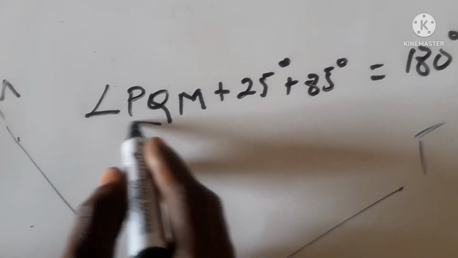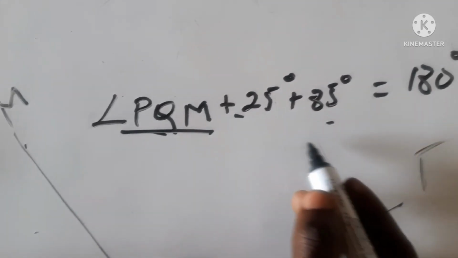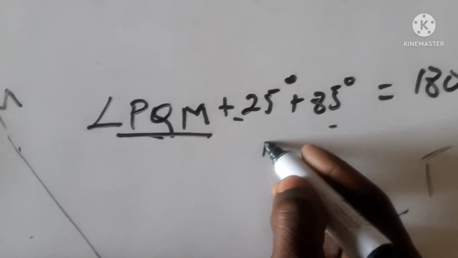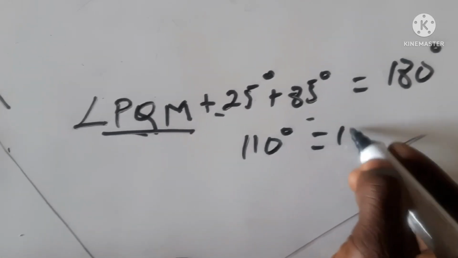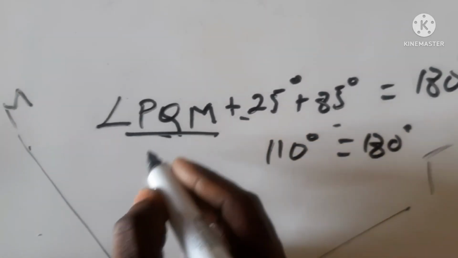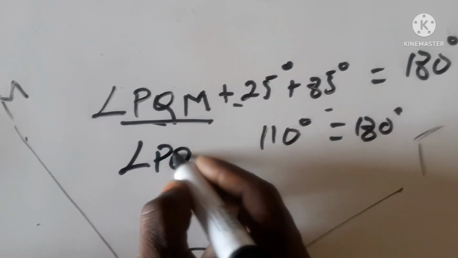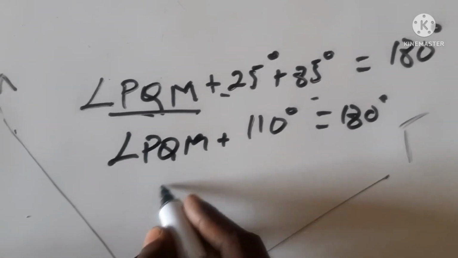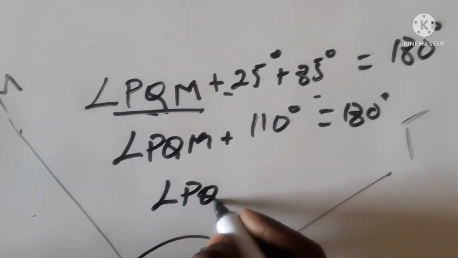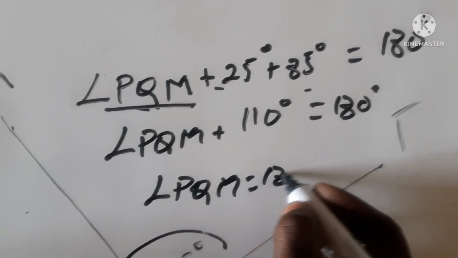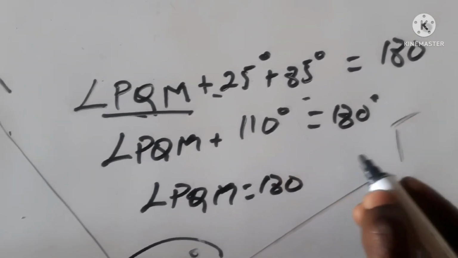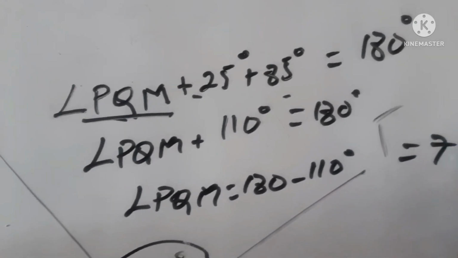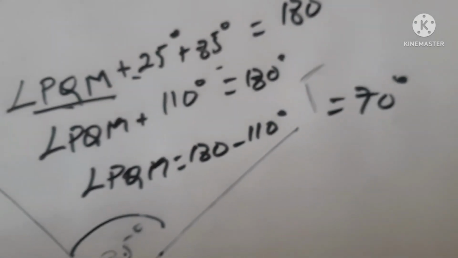So now this is what we are looking for. You just need to sum these two up. That will give us 110 degrees. That is equal to 180. And then we have our angle here. So angle PQM plus 110 is equal to 180. So straightforward, you can see that this angle PQM is equal to 180, and then you subtract 110 from both sides. So minus 110. It should be equal to 70 degrees, right? So that is equal to 70 degrees.